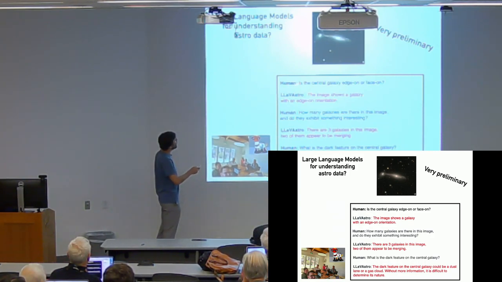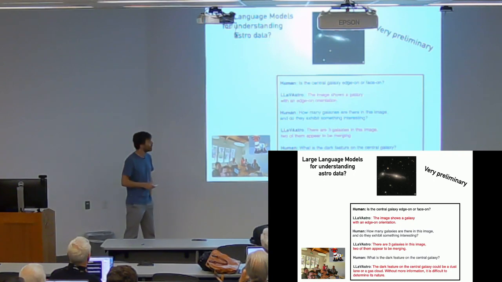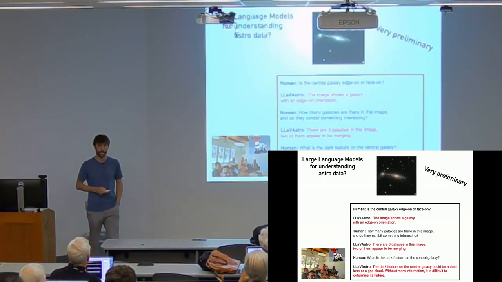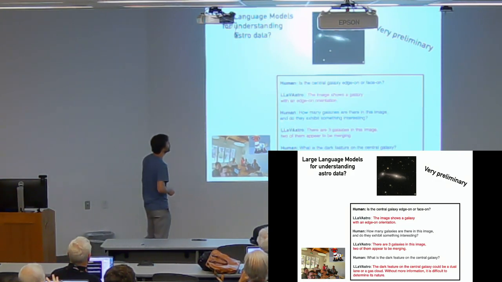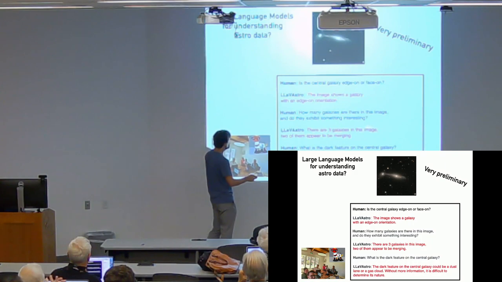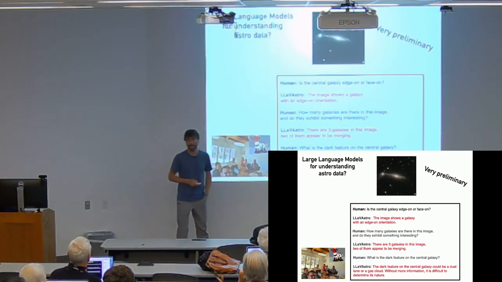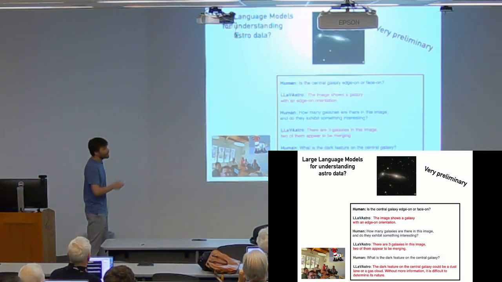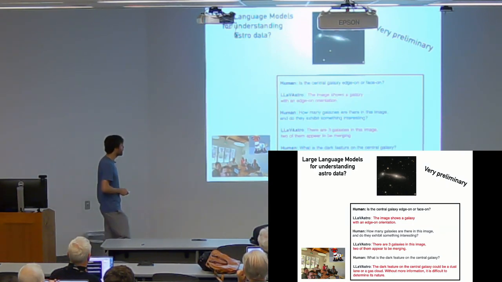And so you can ask, is the central galaxy edge-on or face-on? And it replies, the image shows a galaxy with an edge-on orientation, which is OK. Then, how many galaxies are there in this image, and do they exhibit something interesting? It says there are 3 galaxies in this image. 2 of them appear to be merging. I see 2. Maybe there are 3, or something in the background. But it identifies something interesting there.